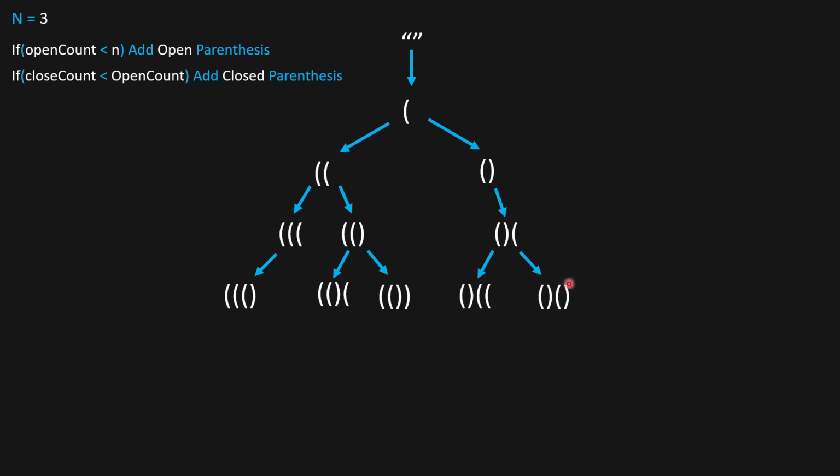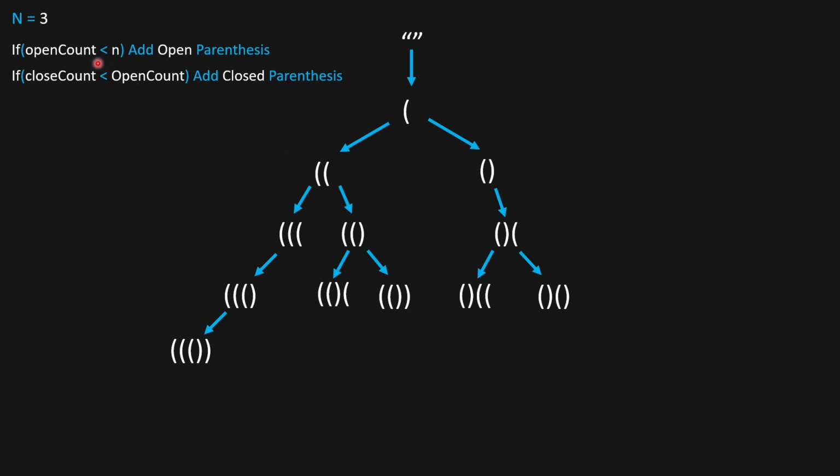Now we have these and we're going to apply our algorithm to this one first. We're going to check if open count is less than n. It isn't, because we have 3 open parentheses and our n is 3. So we're going to ignore this line. And then we're going to check if close count is less than open count. Well, open count is 3 and close count is 1. So you can actually add another close parenthesis to this one. So let's do that.